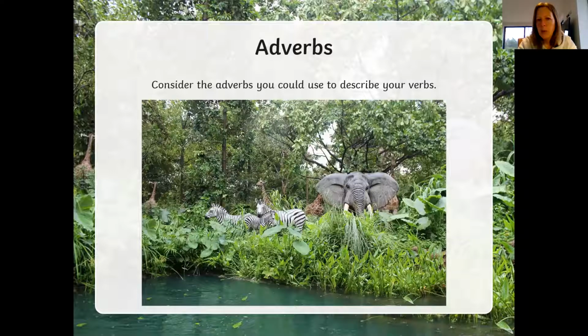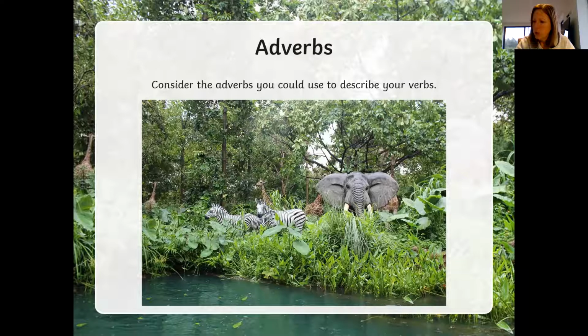So thinking about those verbs that we came up with just a moment ago, how could we use adverbs to go with them? Well, we talked about the zebra looking, searching. What adverb could we use to describe that? Inquisitively, there's a good adverb. If you're inquisitive, that means you're wondering, trying to work out what's going on. So the zebra was searching inquisitively.